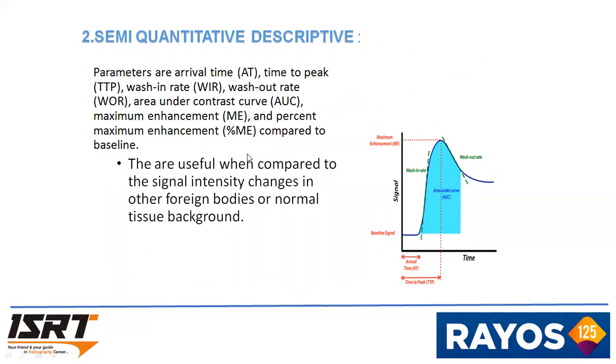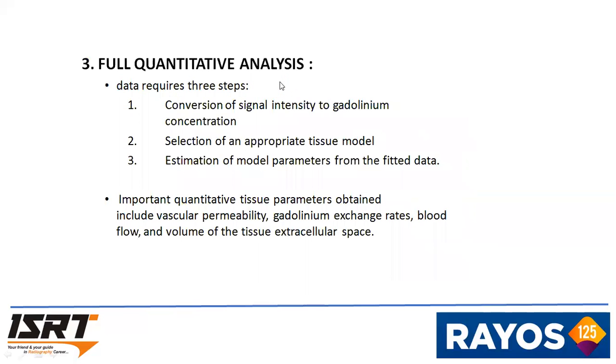Semi-quantitative descriptive analysis is usually used to compare signal intensity changes with other normal tissue background. AUC is the area under the contrast curve, AT is the arrival time, TTP is the time to peak, and WOR is the washout rate. This graph we can see later.